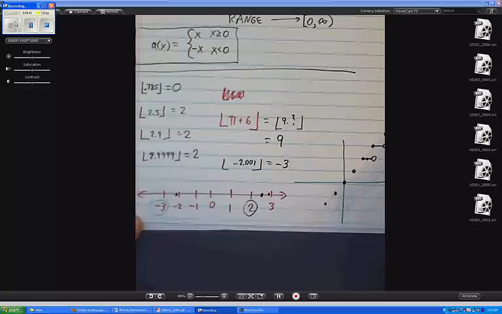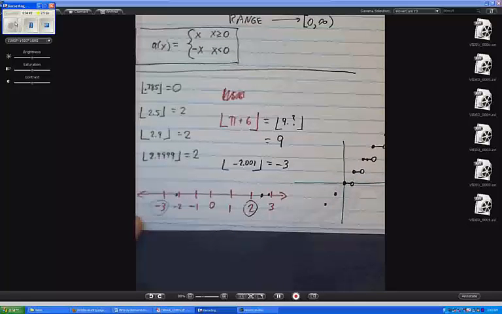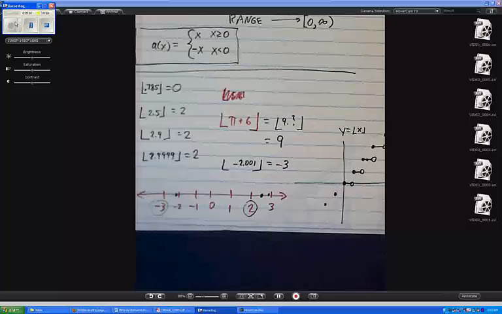Do you understand what I'm doing? How do you denote that? This is how I would denote it. This is y equals the greatest integer of x. It is a function, right? Does it meet the vertical line test? Sure. It's an example of what's sometimes called a step function. I think you can see why.